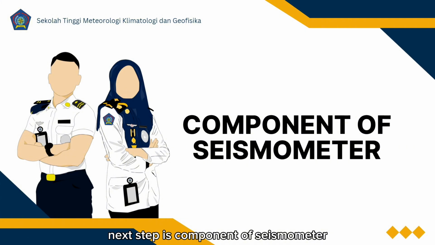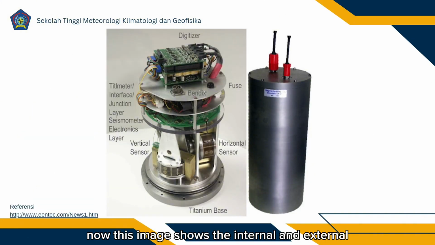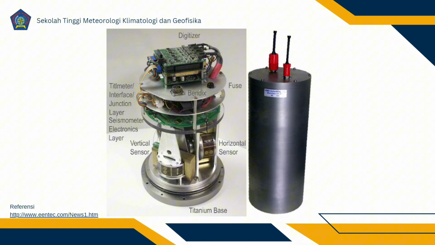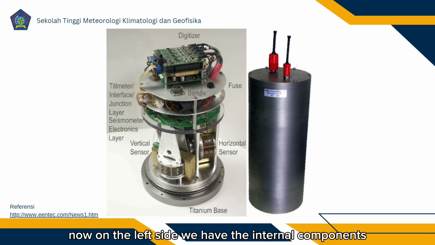Next up is the components of a seismometer. Now this image shows the internal and external structure of a seismometer, which is an instrument used to detect and record ground motion during seismic events like earthquakes. Now I will explain some of the labeled components. On the left side we have the internal components.